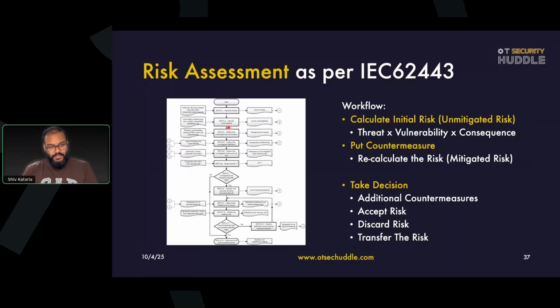When you do a detailed risk assessment, you basically start with calculating the initial risk through threat times vulnerability times consequence. And this is called unmitigated risk. At this moment, you don't consider whatever your existing security countermeasures are.